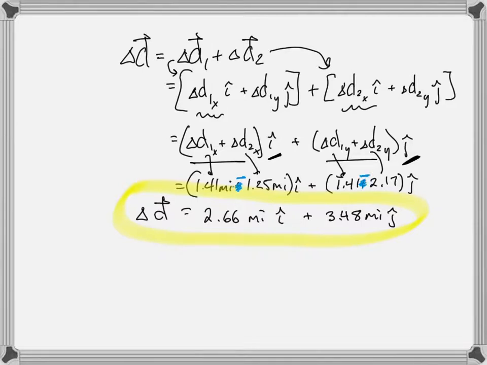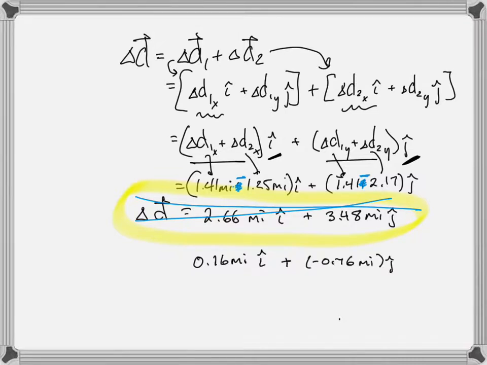So what we end up getting is, we were wrong, 0 points. And what we end up getting is 1.41 minus 1.25, which is 0.16 miles in the i direction, plus 1.41 minus 2.17, which is minus 0.76 miles in the j direction. So now that is the resultant vector, and that is indeed the correct resultant displacement.